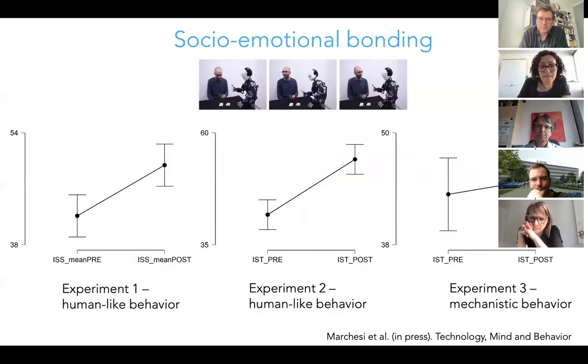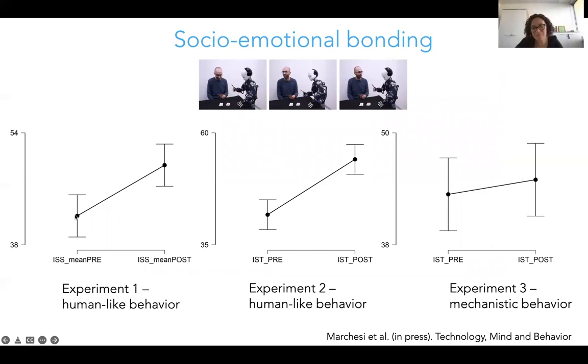And these are the results. What you see here is our intentional stance score before and after. Before is around, as I say, our magic number of 40. Again, this is our experiment 1, and you see that in the human-like condition, we managed to increase that score after the interaction.